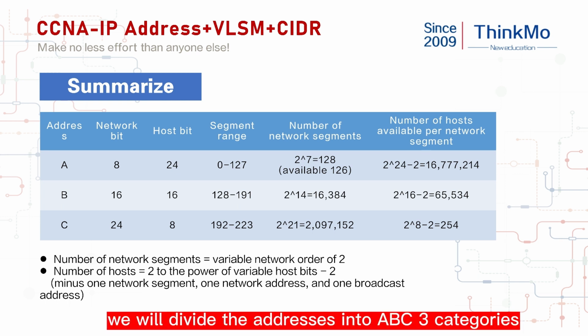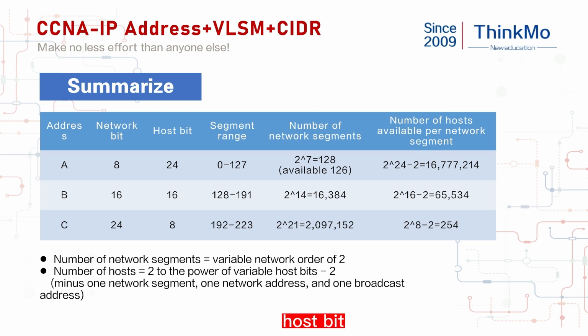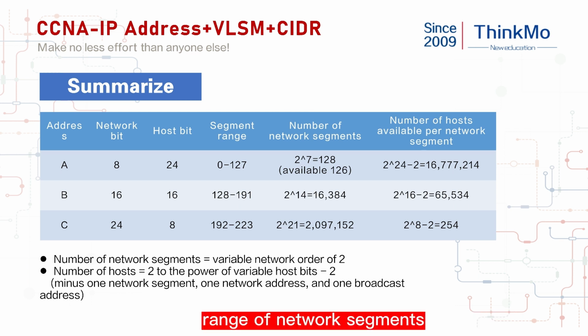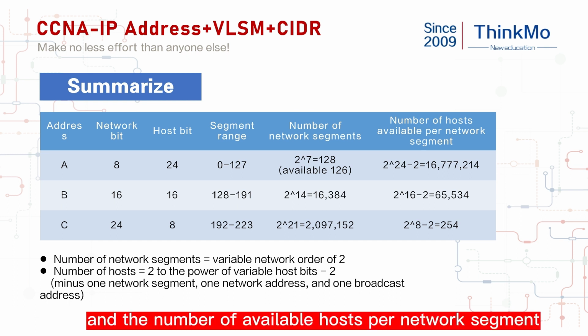Let's fill out a form together. We will divide the addresses into three categories, A, B and C. We're going to discuss their network bits, host bits, range of network segments, number of network segments, and the number of available hosts per network segment.